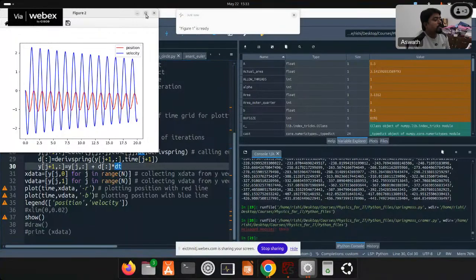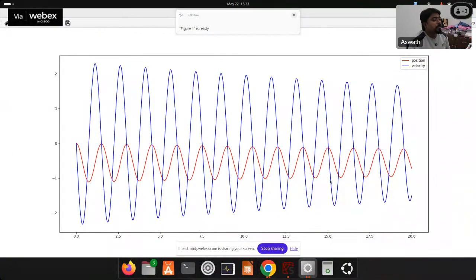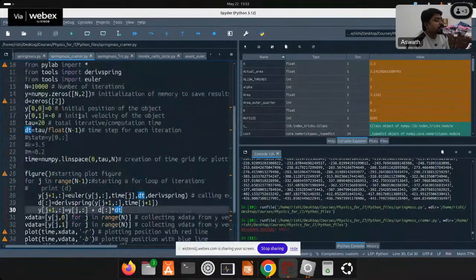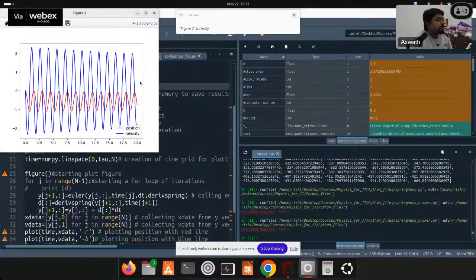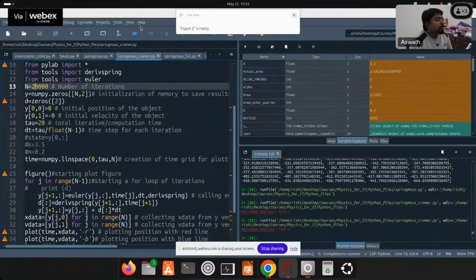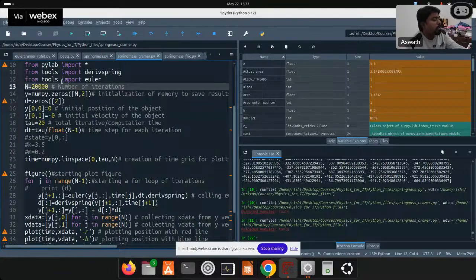Yeah, now you see the amplitudes are decreasing. If I increase the number of iterations, as of now it is 10,000, let me increase that to 20,000. Okay, no, that increasing is not going to help me. I want to integrate for a larger time. So let's take 50.